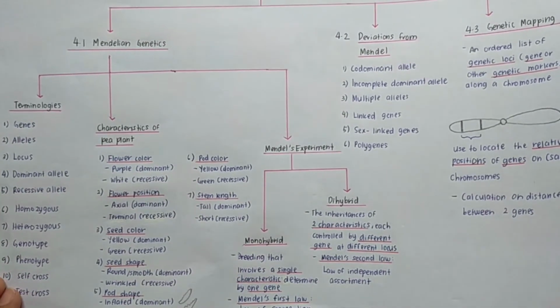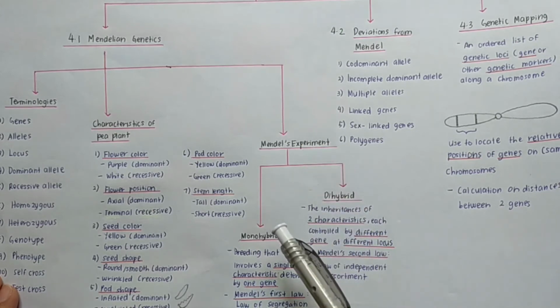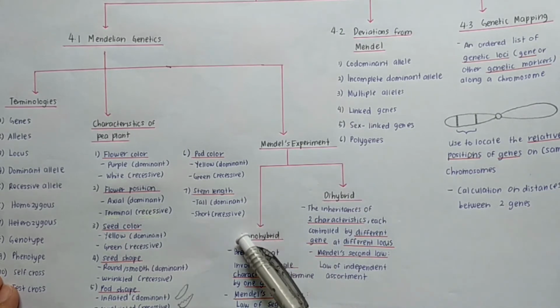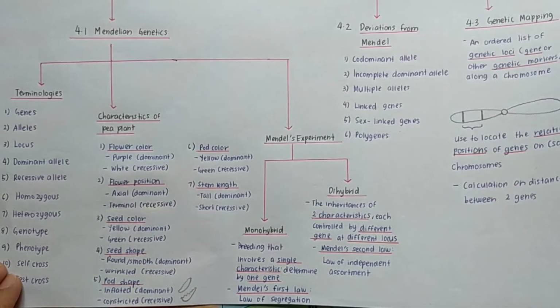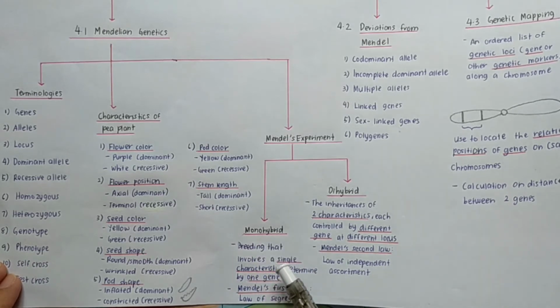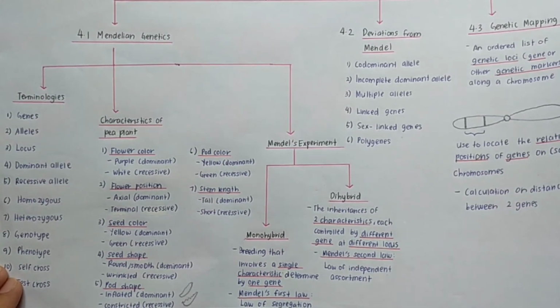Next for Mendelian genetics, you have to know about the Mendel experiment. The Mendel experiment is divided into 2 crosses. The first one we call monohybrid cross, the second is dihybrid cross. You have to differentiate between monohybrid and dihybrid. Monohybrid involves breeding that involves a single characteristic determined by one gene. Maksudnya kalau dia melibatkan crossing, yang mana melibatkan cuma satu karakteristik sahaja, so that one kita panggil sebagai monohybrid. For monohybrid, you can relate it with Mendel's first law, which we call the law of segregation.